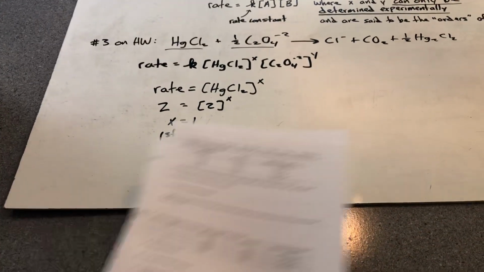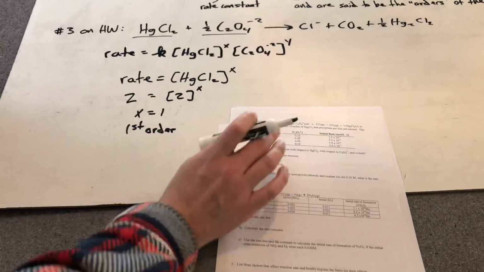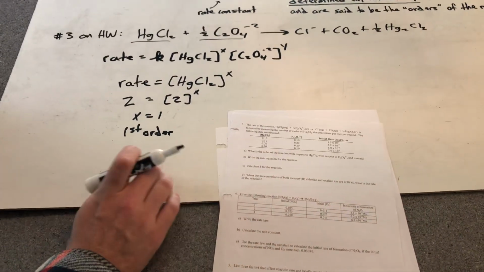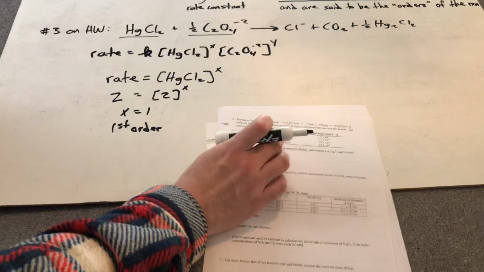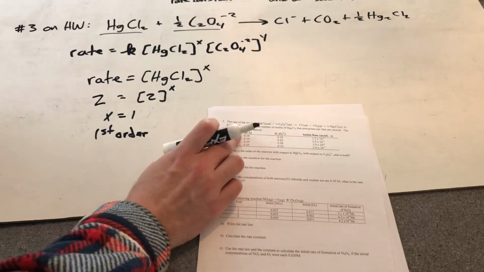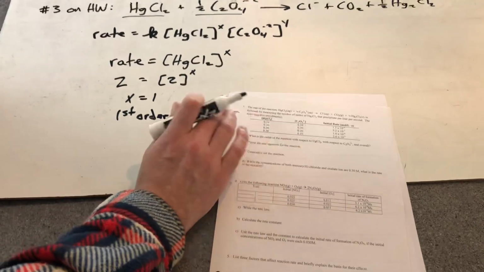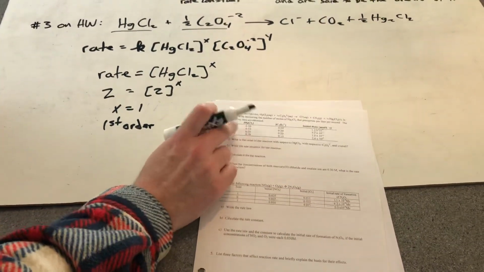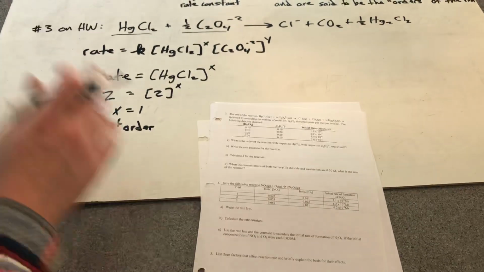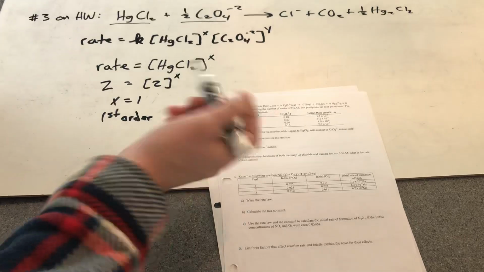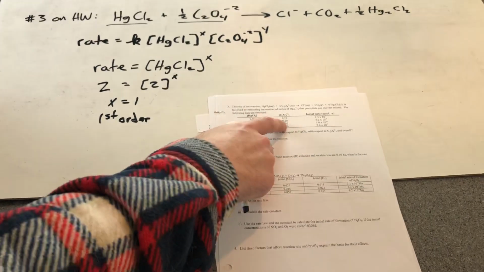So we need to switch up our approach on the data table. We need to find a place where C2O4 minus 2 is changing while HgCl2 is remaining constant. You can see C2O4 minus 2 is doubling and HgCl2 is staying the same if we compare experiment 1 to experiment 2. So we want to choose 1 and 2 to compare here. Now you can find other ones where this happens and compare them and it'll still work out, but I try to just find the two easiest ones right off the bat.